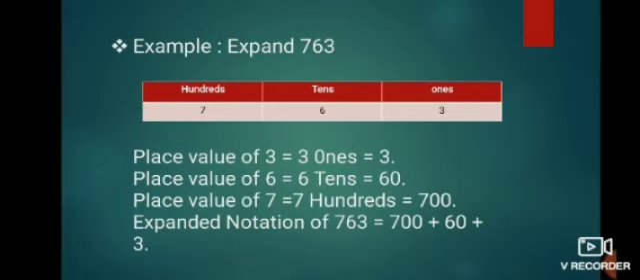The digit 6 is in tens place, so there are 6 tens. So the place value of 6 is 6 into 10, 60. The digit 7 is in hundreds place, so there are 7 hundreds. So the place value of 7 is 700. So we write the sum of the place values, that is called the expanded form. So 700 plus 60 plus 3.